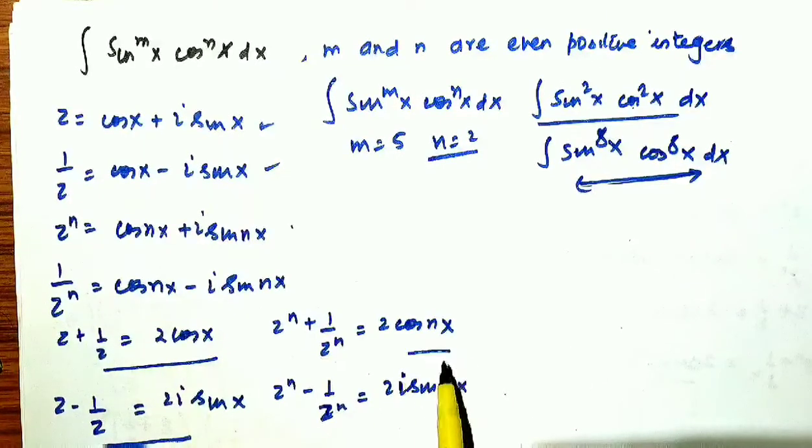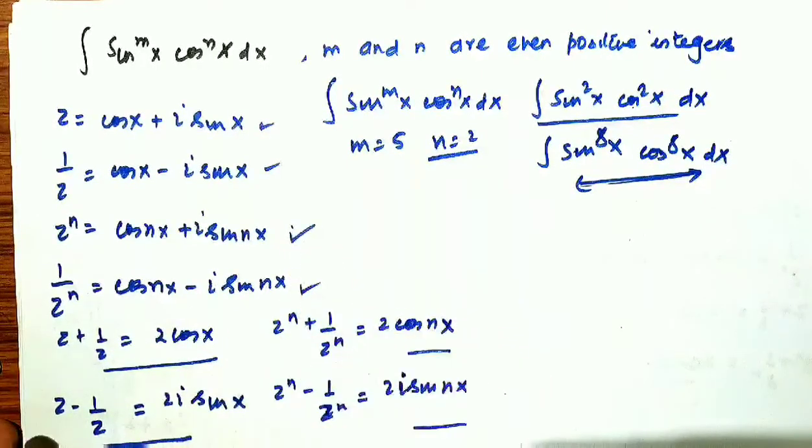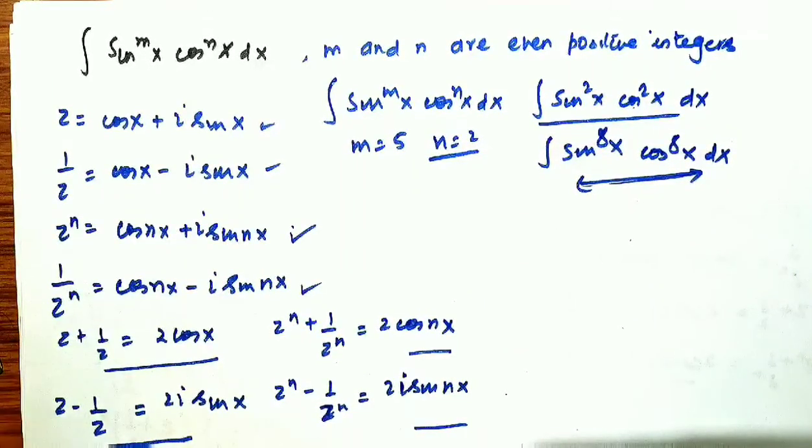In the similar way, cos nx and sin nx will be calculated. Now I am going to give you an example of sine to the power m x cos to the power n x, where m and n are even positive integers, then we will follow this method to replace sine square x and cos square x. So that will be more easy because the DeMoivre theorem is used here.